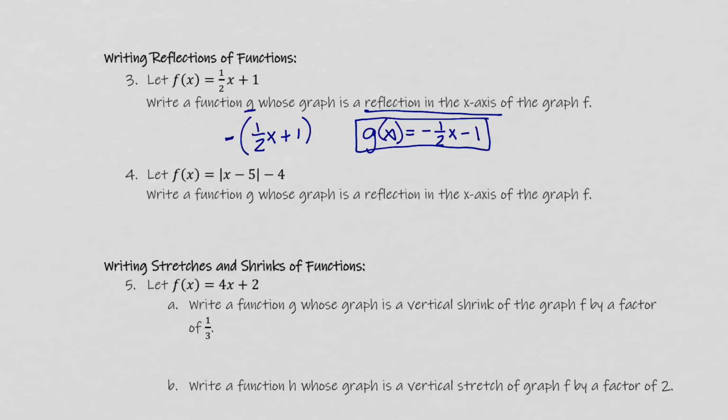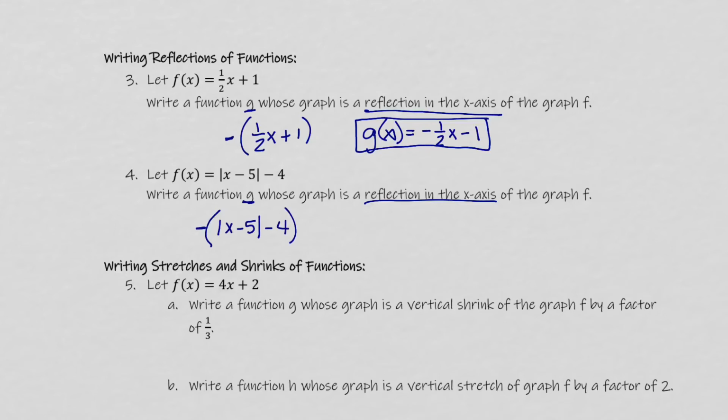So number 4 says, let f of x equals the absolute value of x minus 5 minus 4, and write a function g whose graph is a reflection in the x-axis. So we're going to take the same thing. We're going to take this negative and multiply it by the absolute value of x minus 5 and then minus 4.